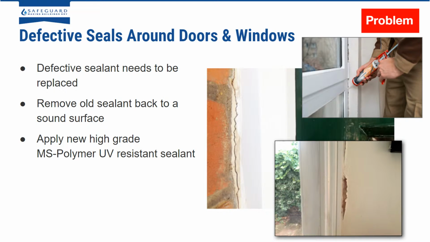So like I said earlier, quite a lot of rain penetration can come through the windows, and that can quite commonly be due to defective sealants used around the windows. In these situations, a cheap silicone might have been used, and over time it will degrade in UV light. So basically in that situation, you just need to remove the old sealant back to a sound surface, and then apply a higher grade one. On the market you can buy these MS polymer UV resistant sealants, and these are far more effective and durable. They should last up to about 10 years and have much better performance.